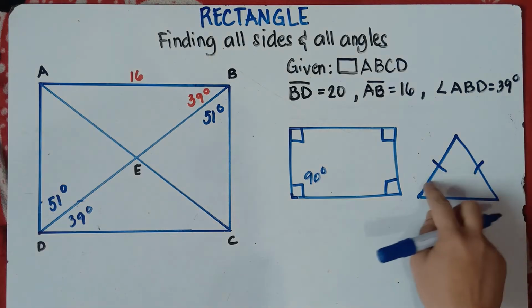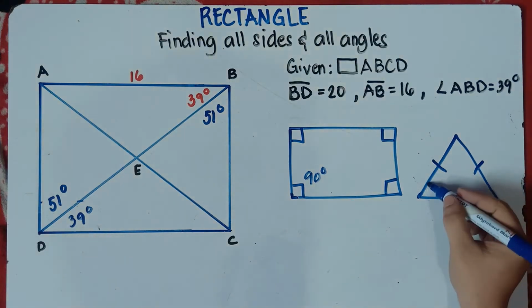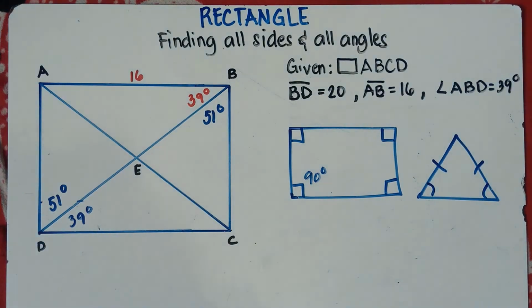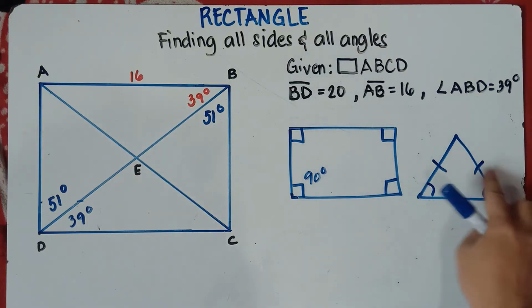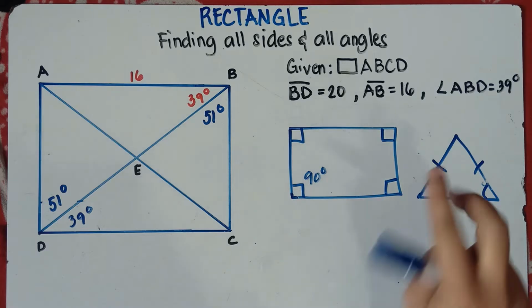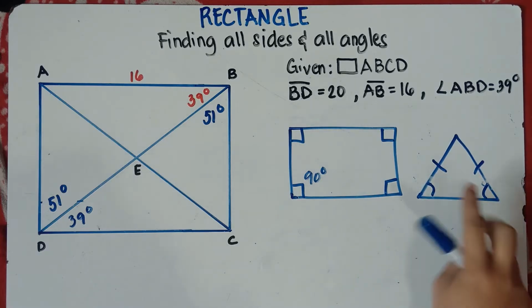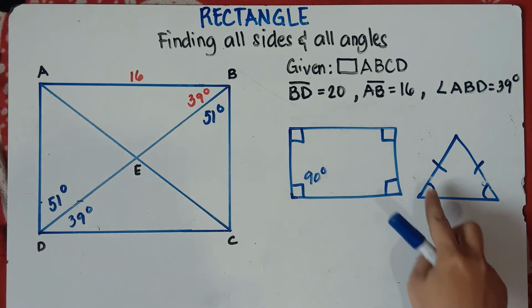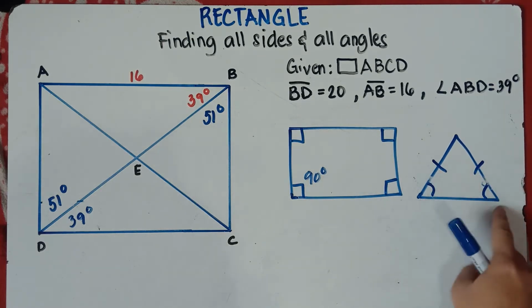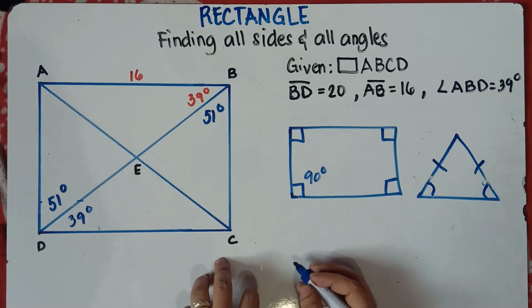Now, if two sides are equal, therefore these two angles right here are also equal, because an isosceles triangle has two equal sides and two equal angles. That's the definition, class, of an isosceles triangle: a triangle with two equal sides and two congruent angles. So therefore, why is that, sir?